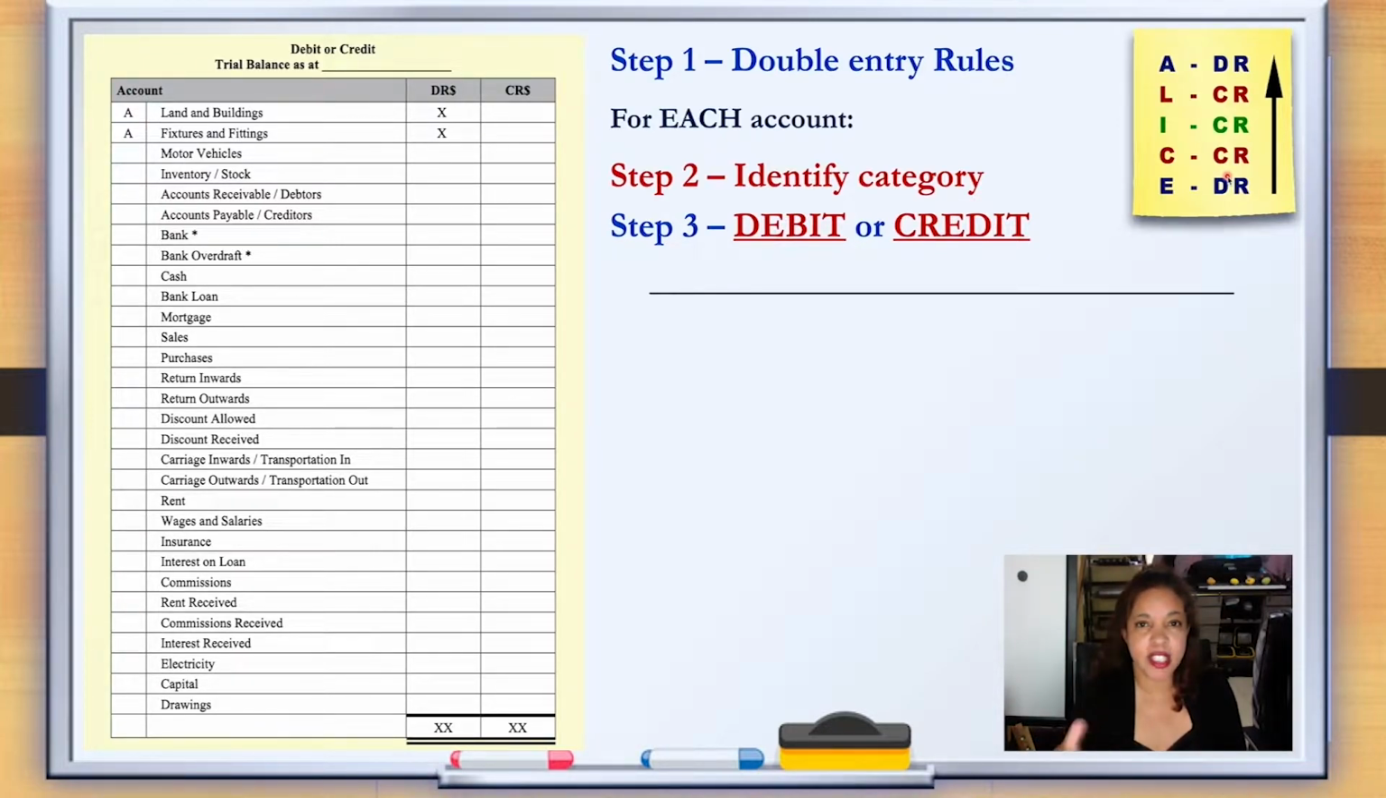Income, once it ends with received: discount received, rent received, commissions received, interest received. You get it? Right? That is income and revenue. And of course, you should know now sales is income. All right, so those are just easy. Identify them as income, credit column, expense, debit column, assets, debit, liabilities, capital, credit.